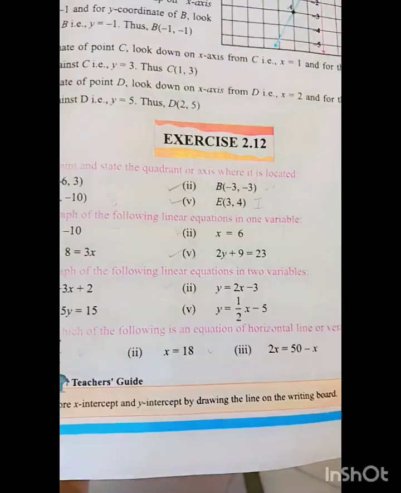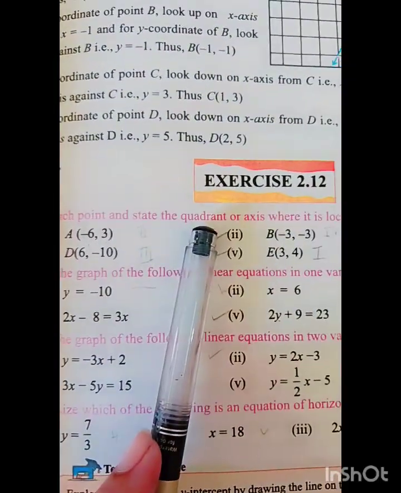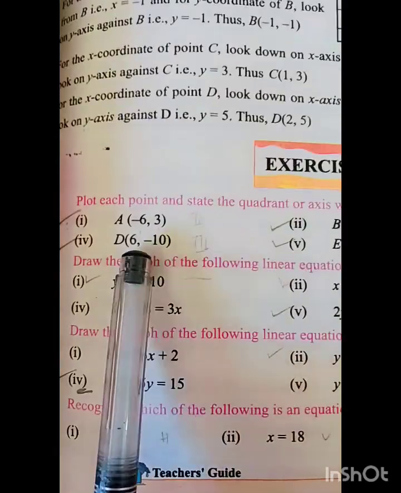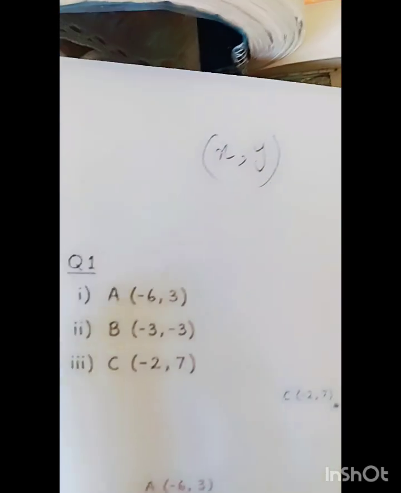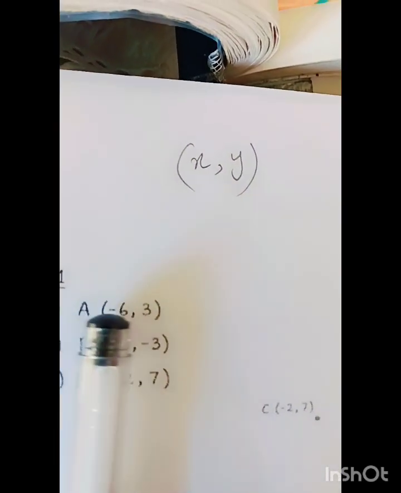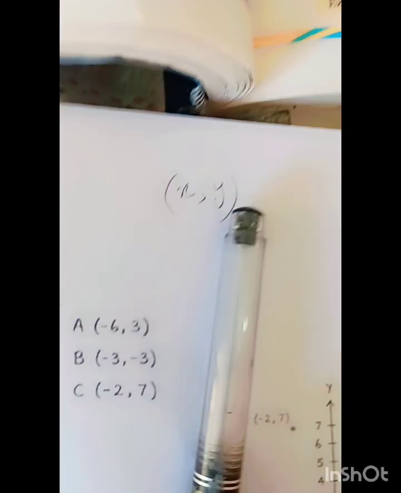Now in exercise 2.12, plot each point and state the quadrant where it is located. So the first point is minus 6, 3. There is always the first digit is x and the second digit is of y. So minus 6 and 3 means minus 6 is of x and 3 is of y.